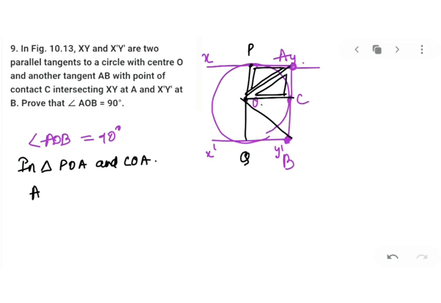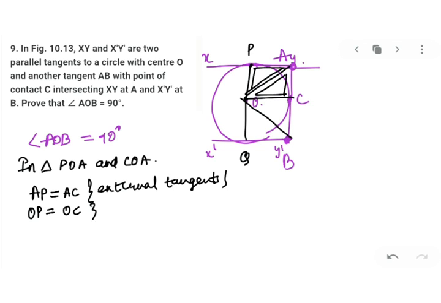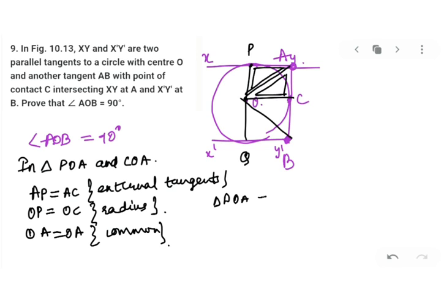Yes. My reason number 1 is AP is equal to AC. Why? Because they are the external tangents or tangents from external point. So these are equal. Can I say OP is equal to OC? Yes, because they are the radius of same circle. Can I say OA is equal to OA? Yes. Why? Because this is a common side. Hence, can I say triangle POA is congruent to triangle COA by triple S test?